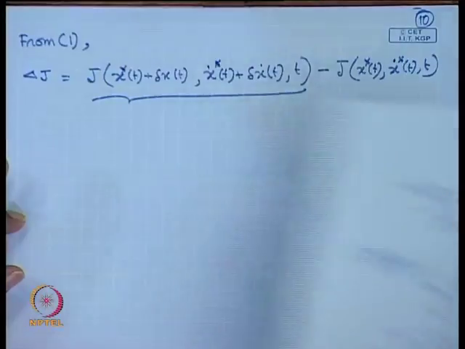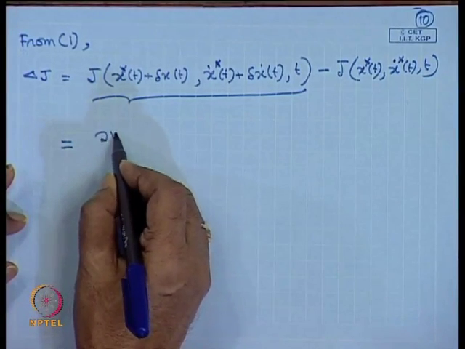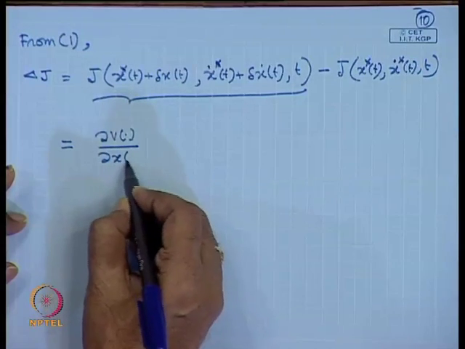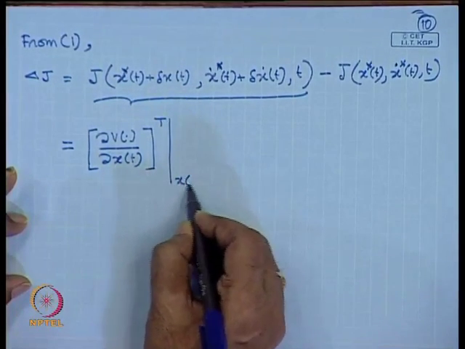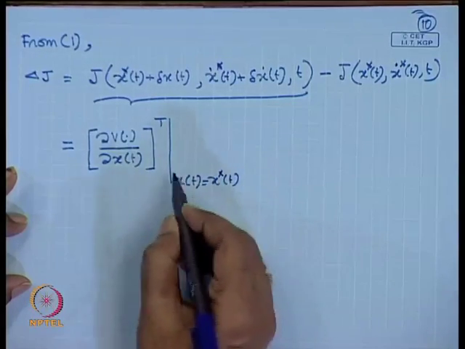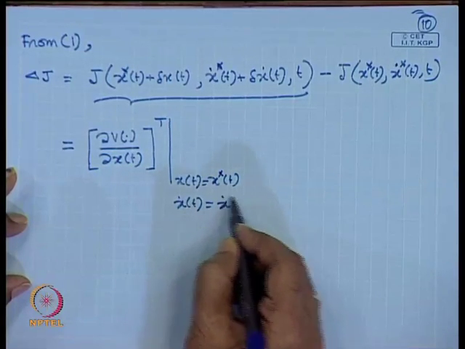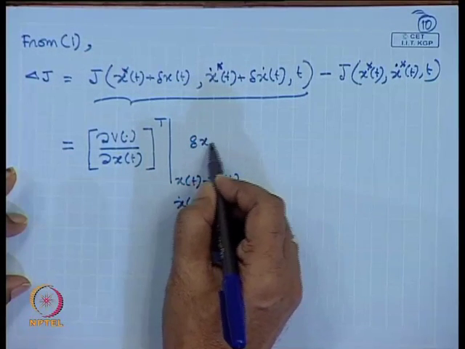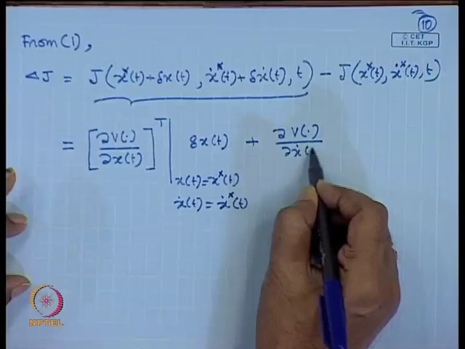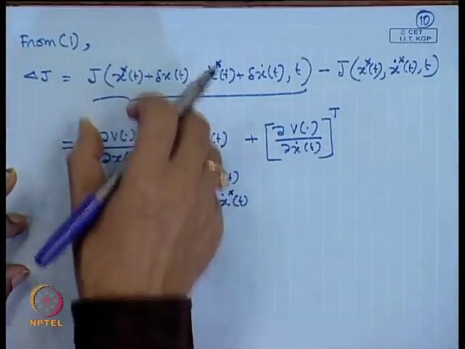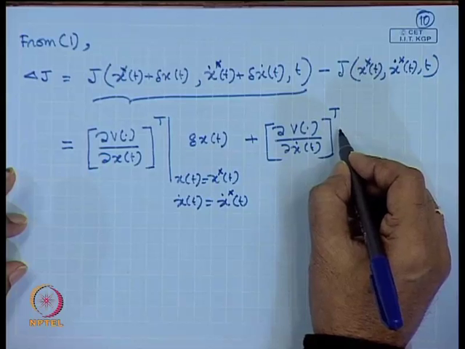Agree? That is it. So, if you do the Taylor series expansion of this one, I will skip the detailed steps, then you will get del v by del x of t transpose, putting the value x star of t, around x star. I am doing the Taylor series expansion. So, x of t is equal to x star of t, x dot is equal to x dot star of t, into delta x of t plus del v by del x dot of t whole transpose. Because this is a row vector, a column vector transposed is a row vector, then you multiply it by this column vector, it is a scalar quantity. So, that again you find out.